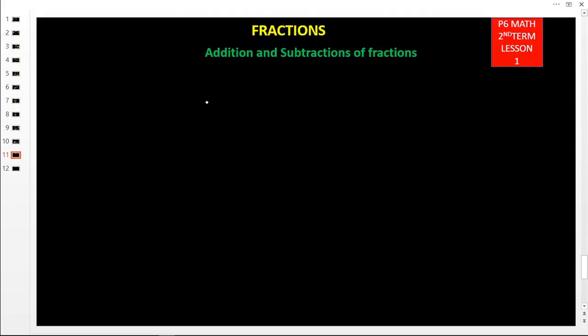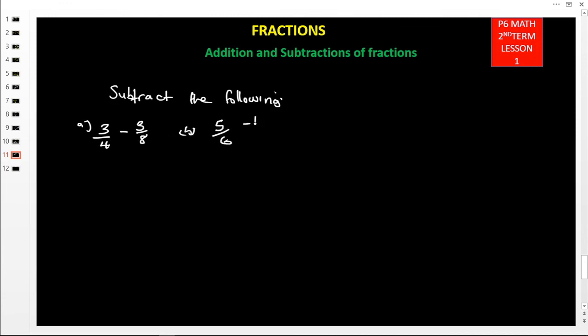Number 3, it is telling us to subtract. So number 3 says subtract the following. So part A, it is 3 quarters minus 3/8. Then part B here, 5 out of 6 minus a half. Then part C, we are having 3 quarters minus a third. Then part D, 9 out of 10 minus 2/5.